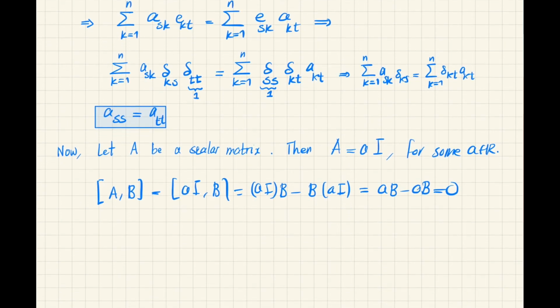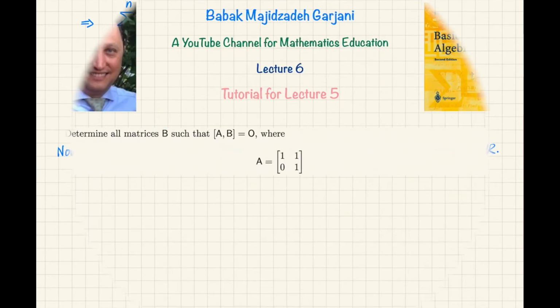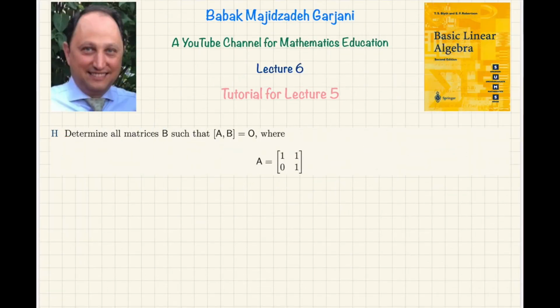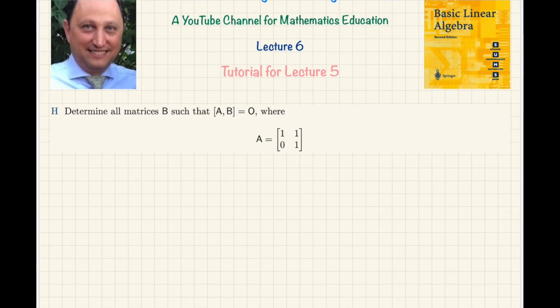Okay, so we go to the next problem now. Problem H. Determine all matrices B such that the commutator of A and B is equal to the zero matrix, where A is equal to this given 2 by 2 matrix. Okay, so here, because A is a 2 by 2 matrix, in order for this commutator to be defined, B has to be a 2 by 2 matrix as well. So I am looking for all those possible B matrices.